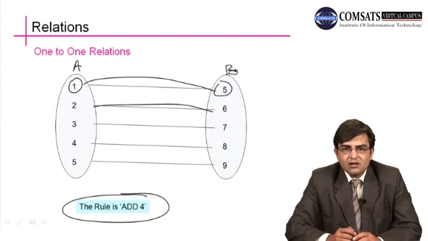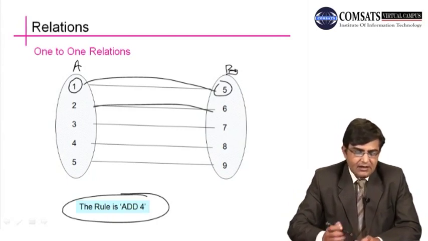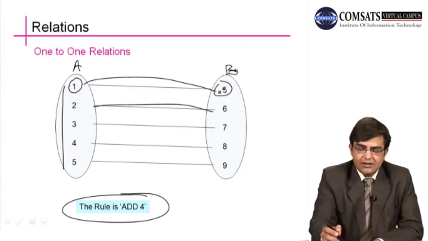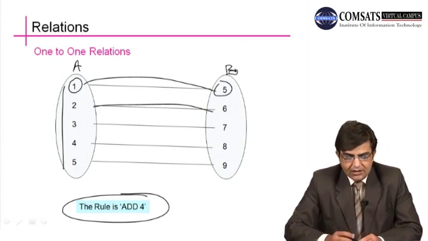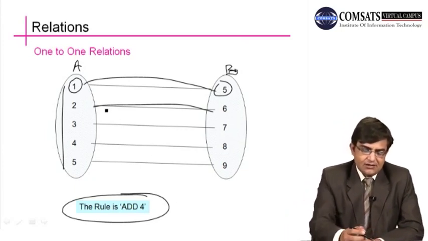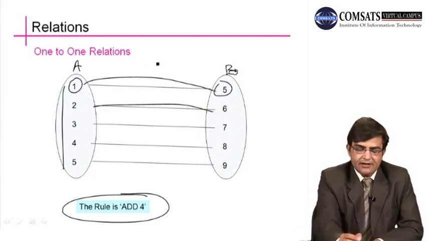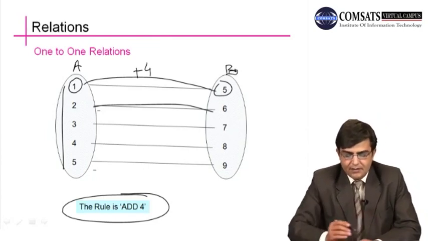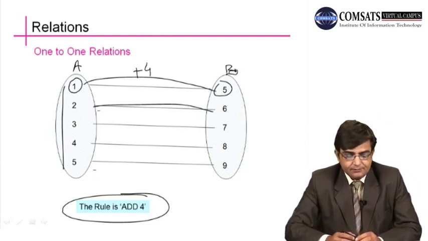So in one-to-one relations, each element of A is related to exactly one element of B. This type of relation we call a one-to-one relation. As you can see here, 1 is related to 5. If we add 4 to this, we get 5; 2 to 6, 3 to 7, 4 to 8, 5 to 9. So this type of relation is an example of a one-to-one relation.